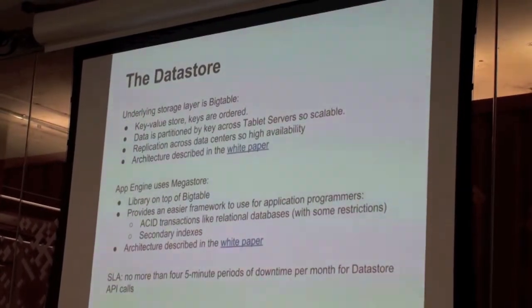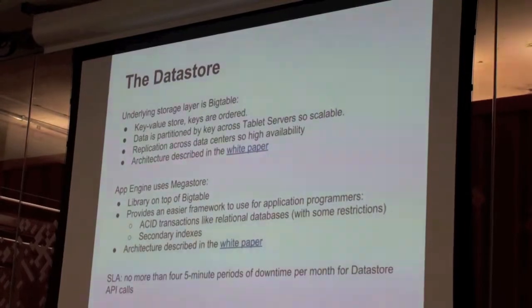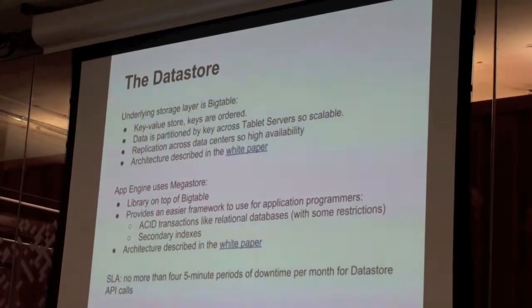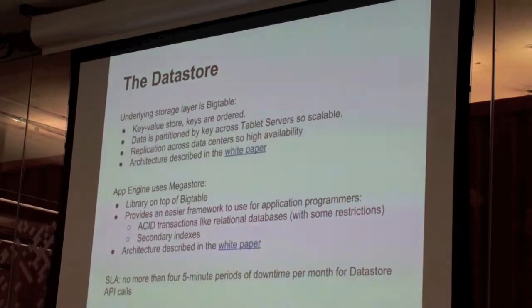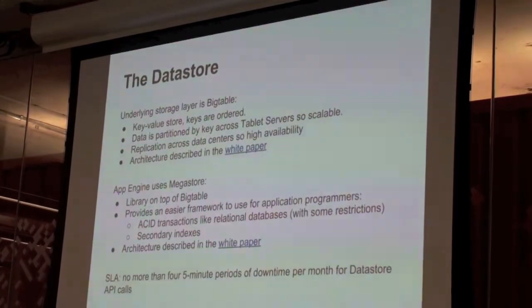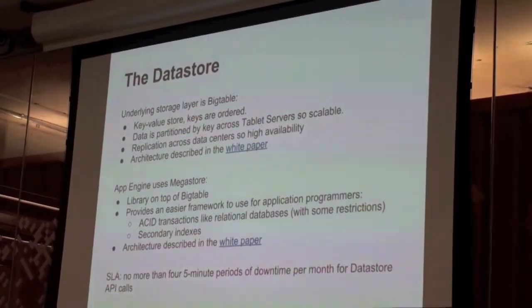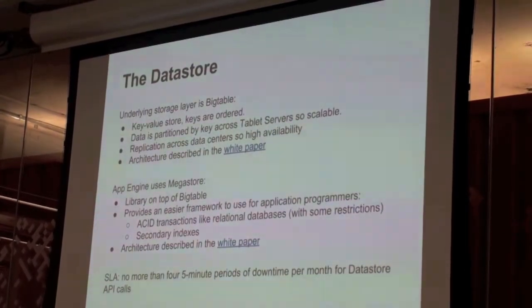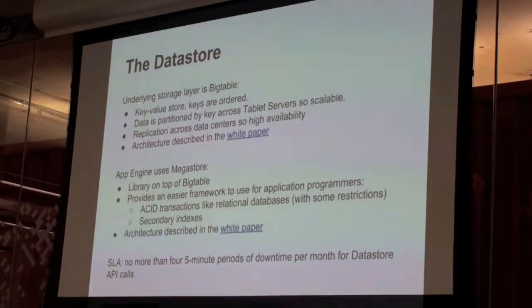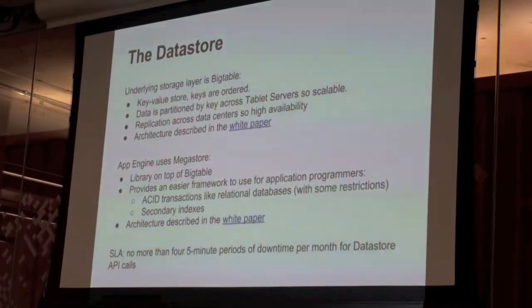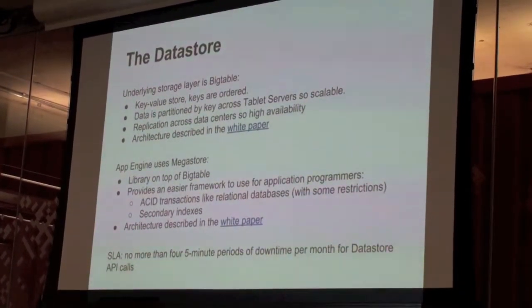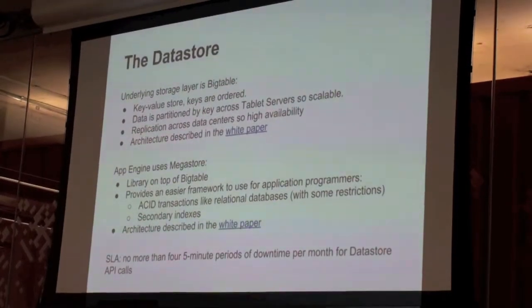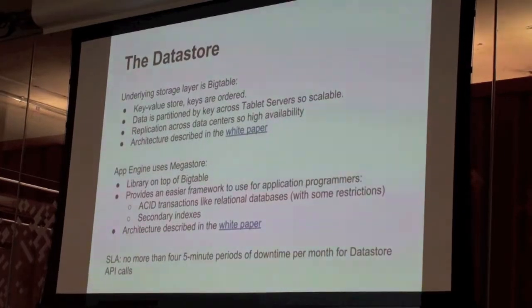The keys are ordered. The data is scalable, so the data is partitioned across tablet servers. And if you have more data, then you just add a tablet server. It's also highly available. The data is replicated across data centers. It's replicated within a data center on a distributed file system, and it's also replicated to another data center. So if there's a fiber cut, one whole data center goes down, your application will still keep running.